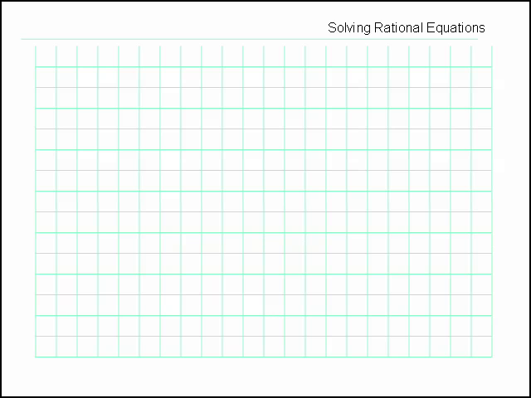Alright, this lesson is on solving rational equations. We're going to start with this equation: 2 over x minus 3/2 equals 7 over 2x. What we do first when we solve a rational equation is we get rid of all the fractions.